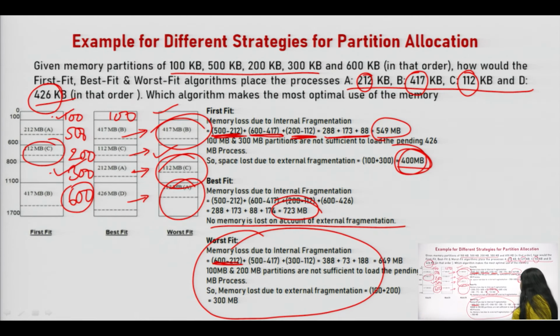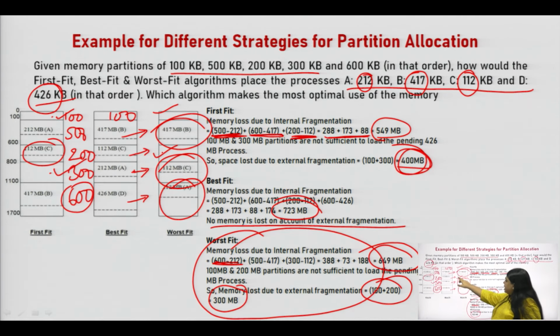Here the internal fragmentation has been calculated, and because there are pending processes, the memory left here, the 100 kb and 200 kb blocks, acts as your external fragmentation.